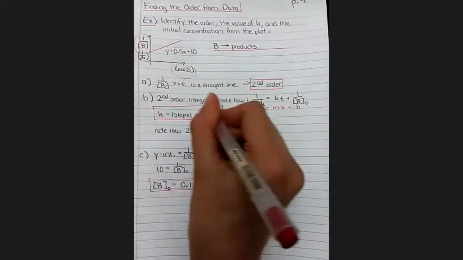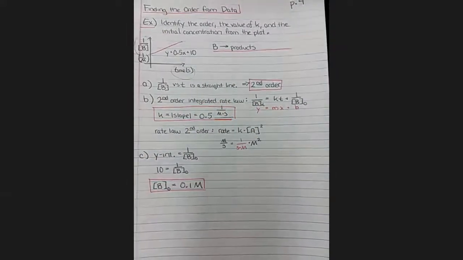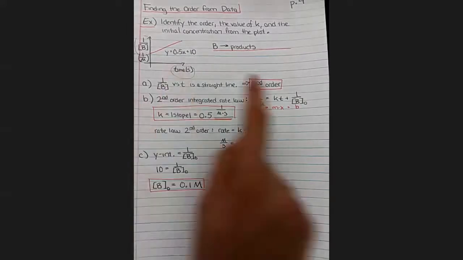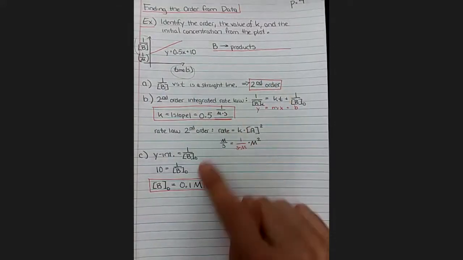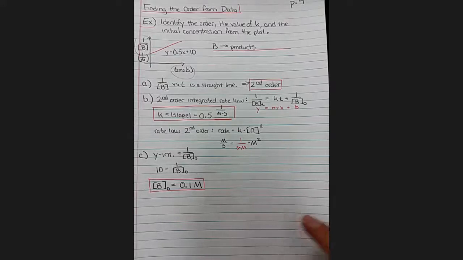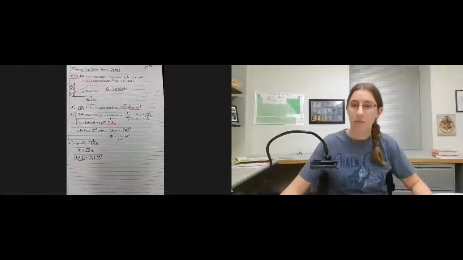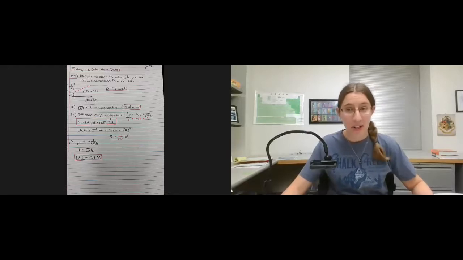And this one, there we go. Beautiful. So we use this plot to define the order, the rate constant, and the initial concentration. Okay, that wasn't too bad because we were given the plot and we were given the equation for the line.